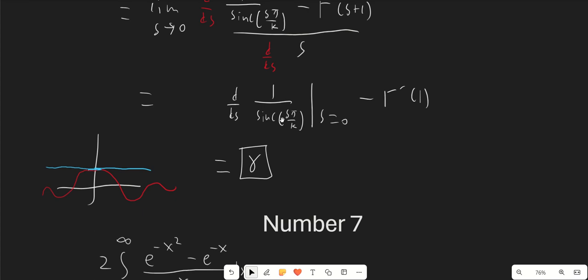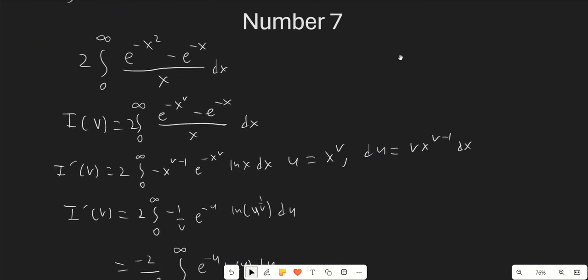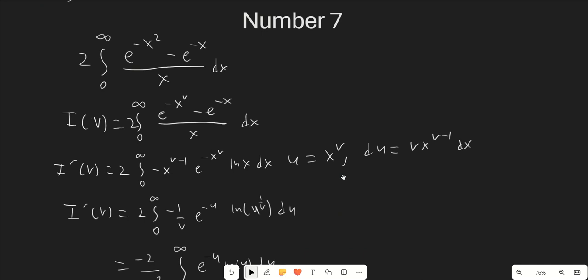So the derivative of an even function evaluated at 0 is always going to be 0, so we don't need to worry about this, and we just have negative gamma prime of 1, which is gamma. Number 7 is another one that I've done in a previous video, but it doesn't harm to do it again. We have 2 times the integral from 0 to infinity of e to the negative x squared minus e to the negative x all over x dx.